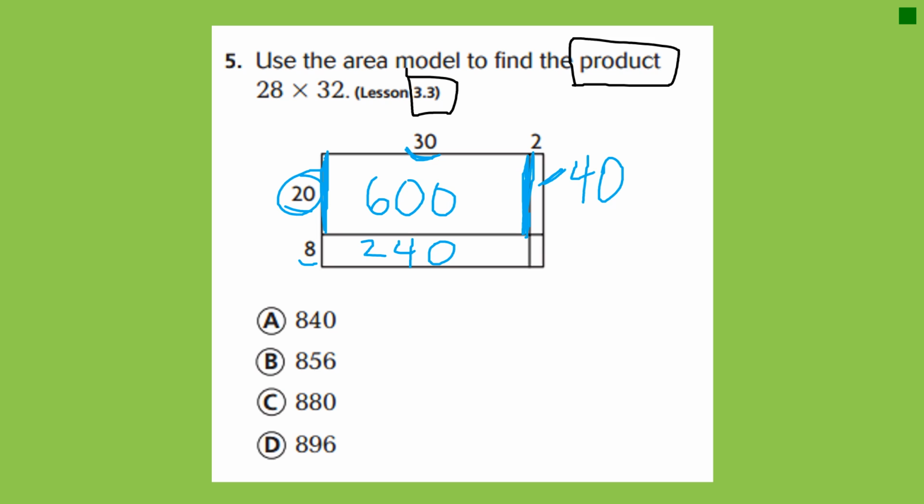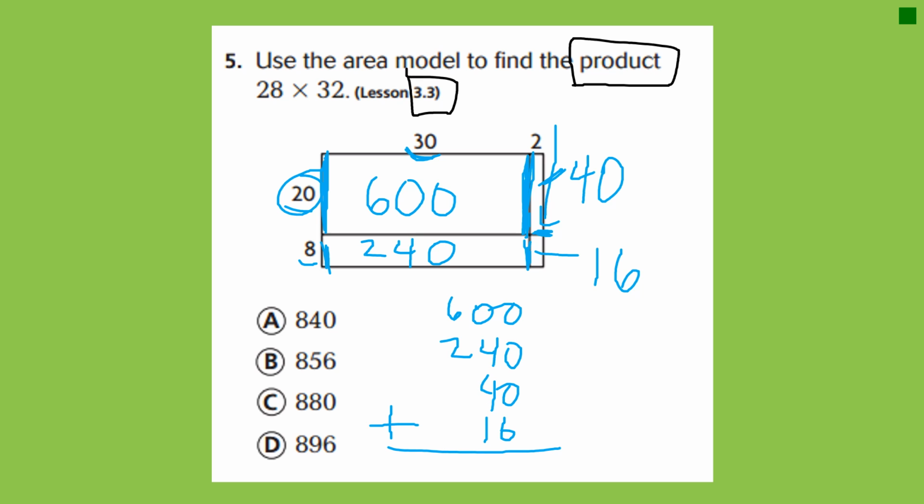And then down here, our little precious ones place box, it's 2 in each row. And how many rows? 8. 8 rows of 2 is 16. Now what do I do with these glorious numbers? I add them. 600 plus 240 plus 40 plus 16. Don't forget to line those place values up, guys.